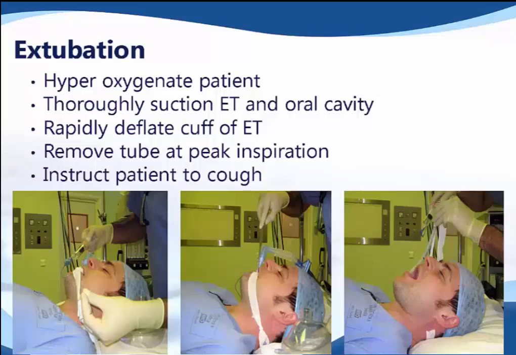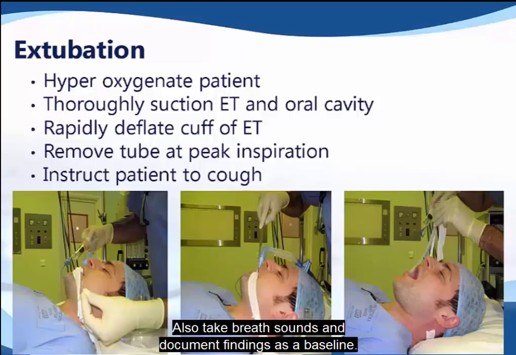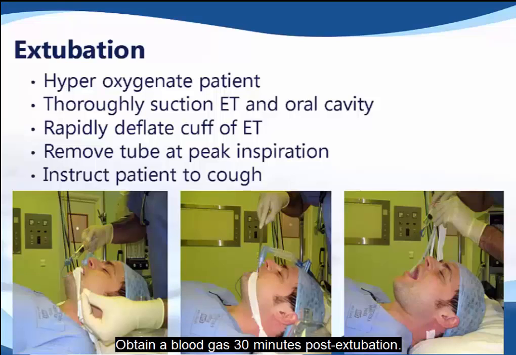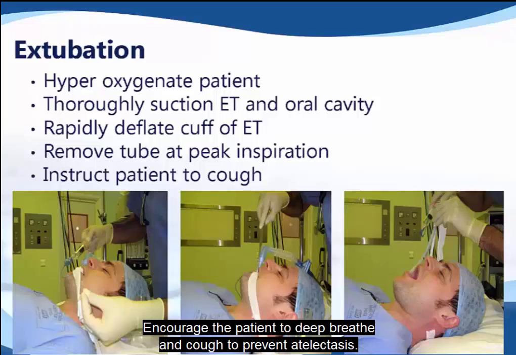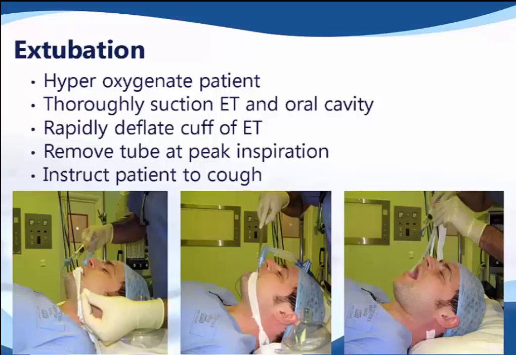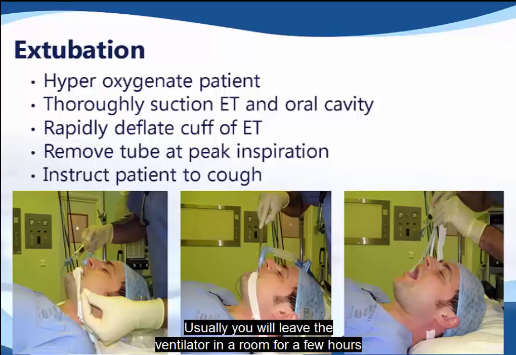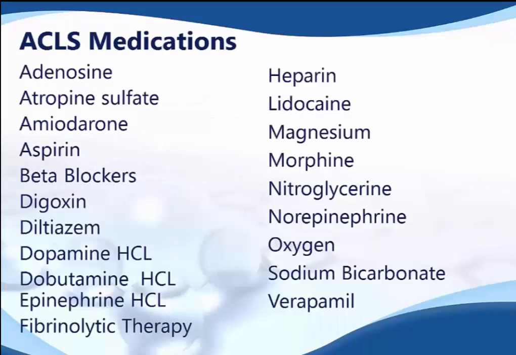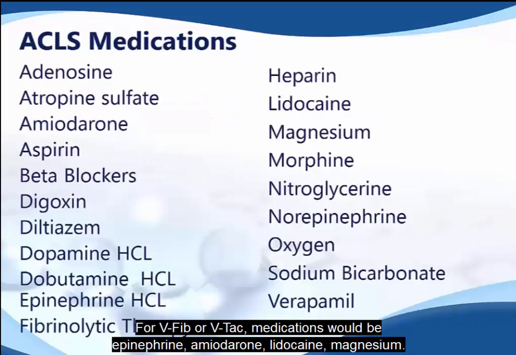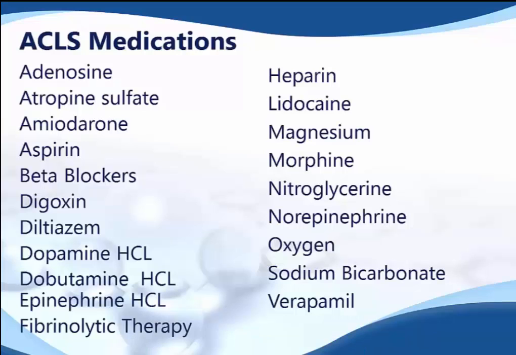Ascertain phonation. Are the cords intact? The voice will be a bit rough. Auscultate breath sounds and document findings as a baseline. Obtain a blood gas 30 minutes post-extubation. Will probably need a repeat chest x-ray. Encourage the patient to deep breathe and cough to prevent atelectasis. Usually, you will leave the ventilator in the room for a few hours in case the patient needs to be reintubated. For VFib or VTach, medications would be epinephrine, amiodarone, lidocaine, magnesium.